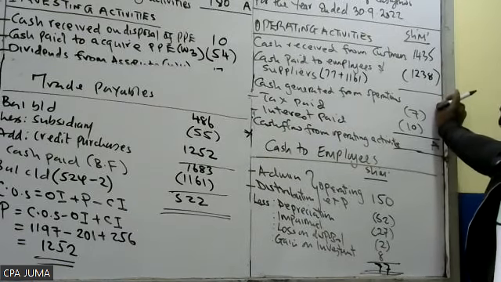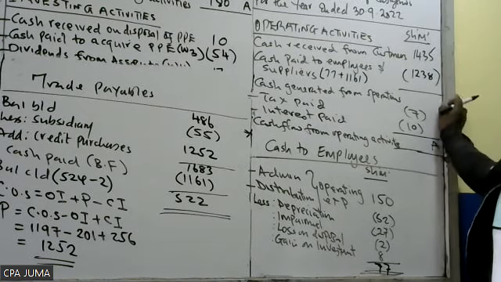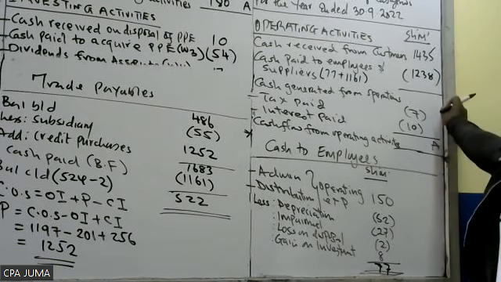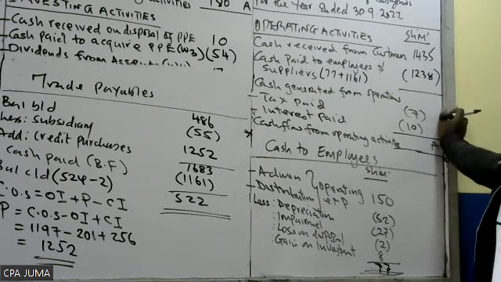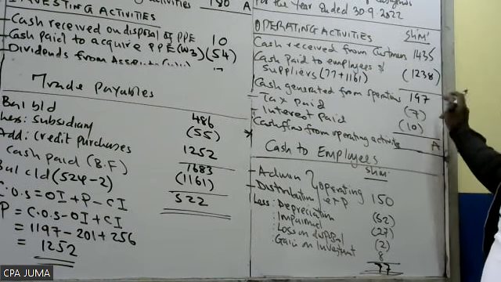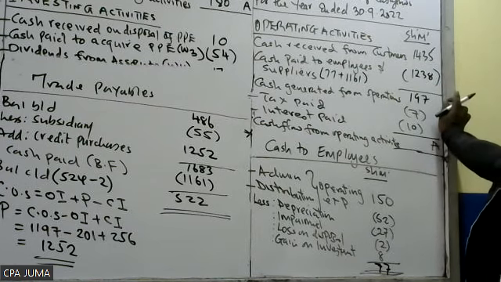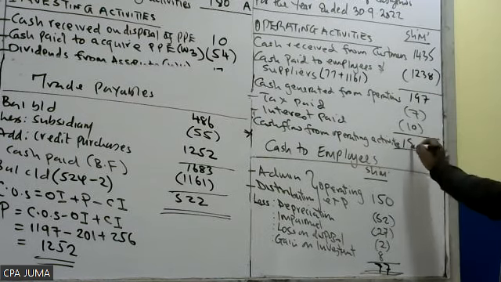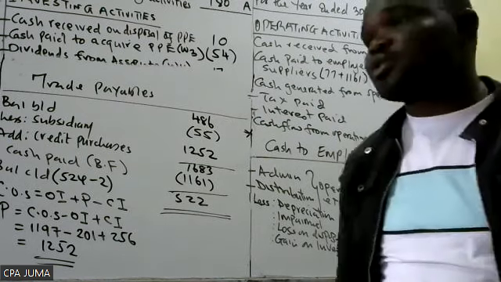To get the cash generated from operations, 1435 minus the 1238 gives 197. 197 minus 7 minus 10 gives 180. Are they the same? Yep. Correct.